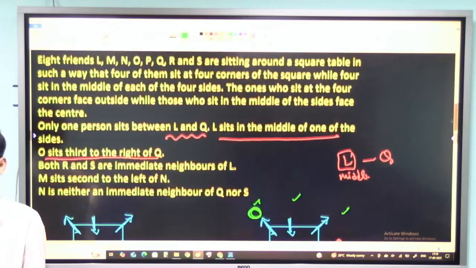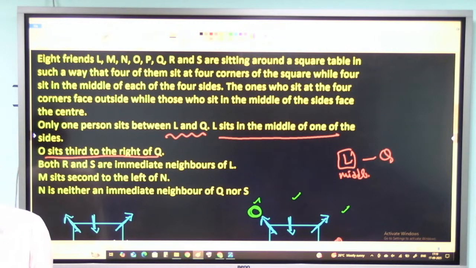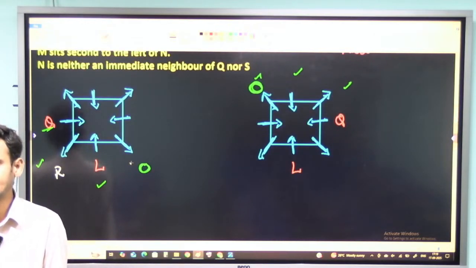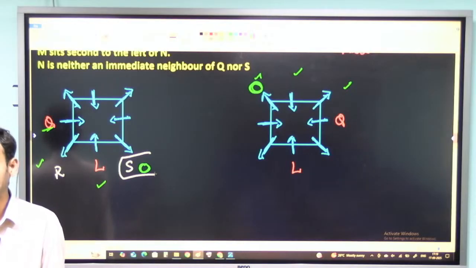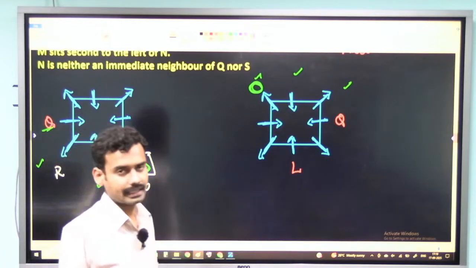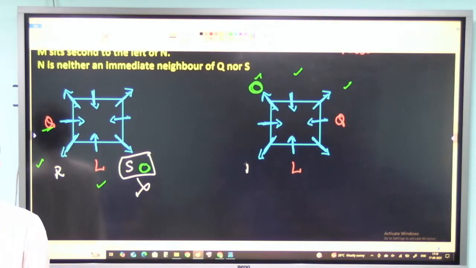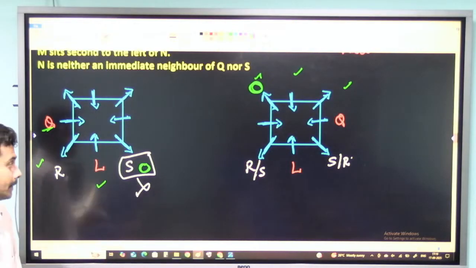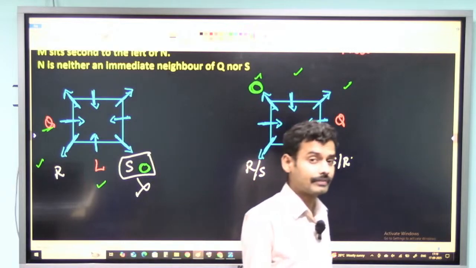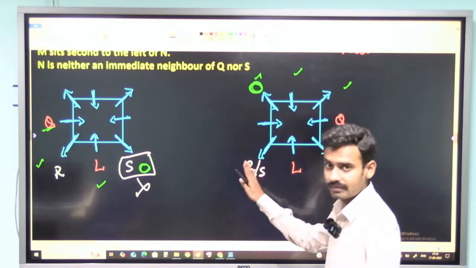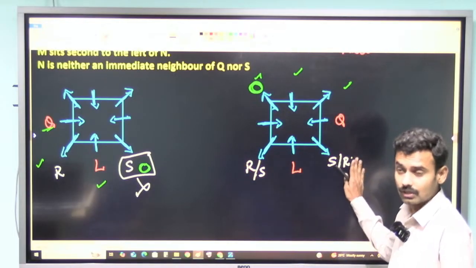Then coming to the next condition. The next condition is saying R and S are immediate neighbors of L. But we don't have the place for S or R here, so I can directly eliminate the first condition, because O is already one neighbor. Coming to the second condition, I can take R here and S here, or else S here and R here, because we don't know who is sitting to the left and who is sitting to the right. So we need not take that R is always toward this side and S is always toward this side. So we need to make two cases.